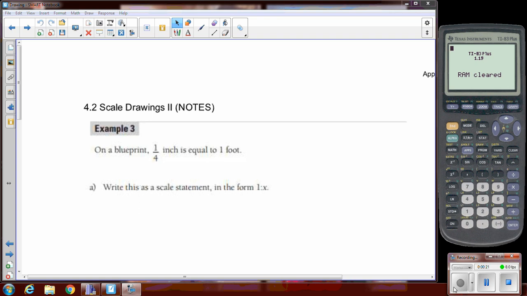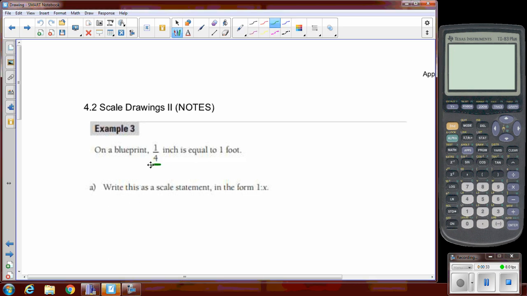And it says on a blueprint, 1/4 inch is equal to 1 foot. Write this as a scale statement in the form 1 to x. So we got 1/4 inch, 1 foot, and at the end it wants us to be 1 to x.